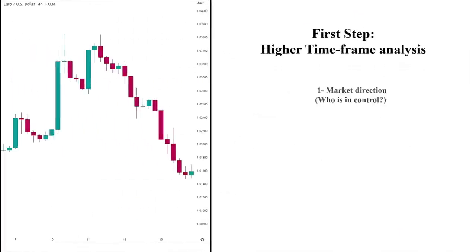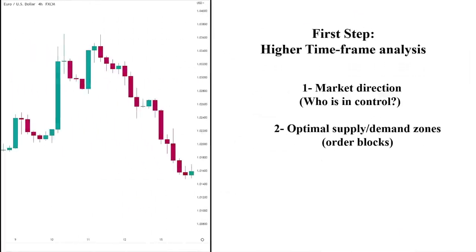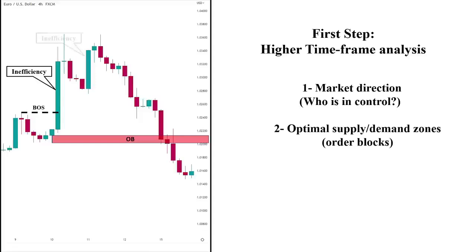Analyzing the market structure in higher timeframes. As I mentioned before, we only look for 2 factors: market direction, who is in control, and optimal supply and demand zones or order blocks. Look at this example of Euro-Dollar on the 4 hour time frame. Starting from the left, we can see that we have a break of structure with inefficiency, so we have an order block. Then price pushes to the upside with inefficiency, but since it could not break the structure, we will call this a demand zone.